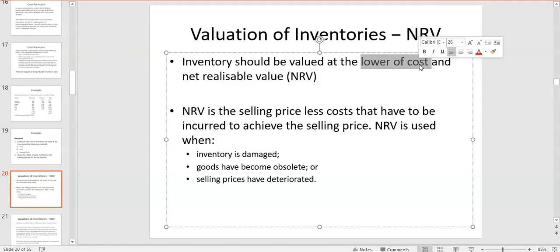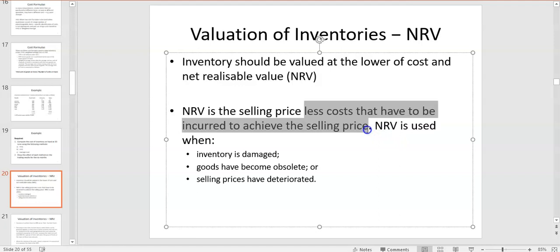The other thing we need to consider is, well, what is NRV? NRV is the selling price for the inventory less the cost to have that been incurred to achieve the selling price. So for example, if you have to adapt the product or if you have to repackage it, all of that is allowed to be included in NRV, the cost of selling the particular good. So when inventory is damaged or obsolete or the market prices have deteriorated, you're going to have to do an NRV check to make sure none of your inventory is overstated in the financial accounts.